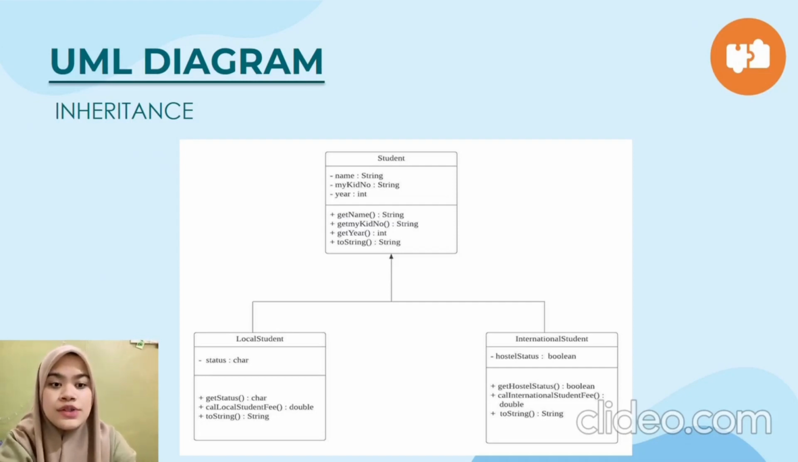Now I want to present to you the UML diagram. The UML representation of a class is a rectangle containing 3 compartments stacked vertically, as shown in this diagram. First I want to show you the superclass, which is the first box.